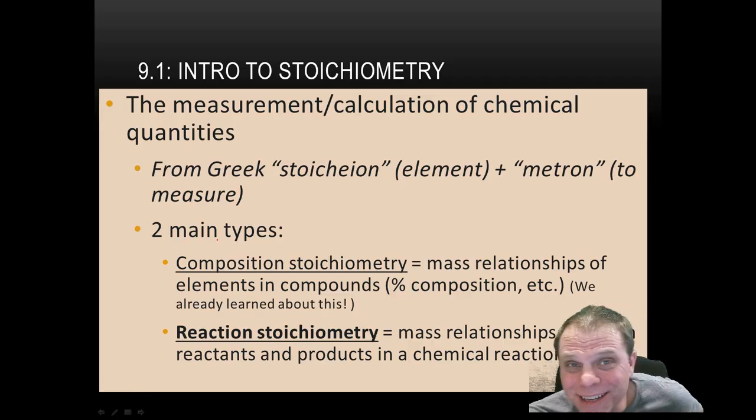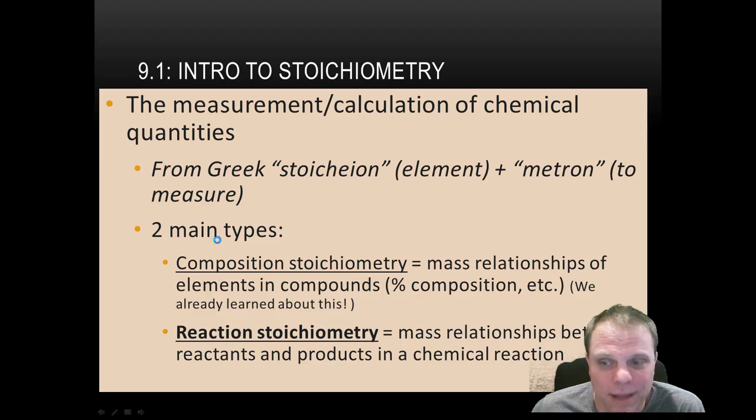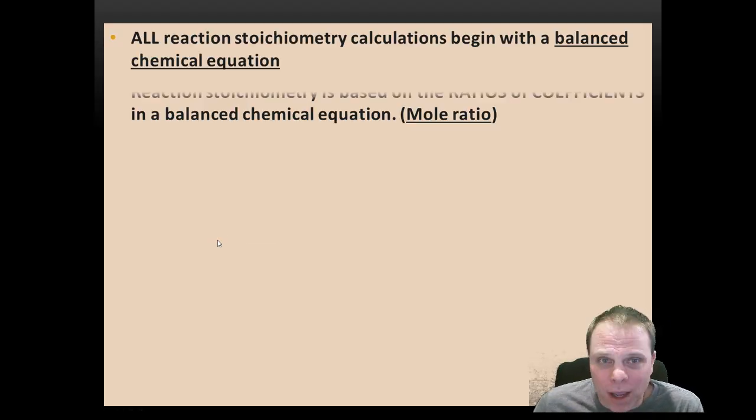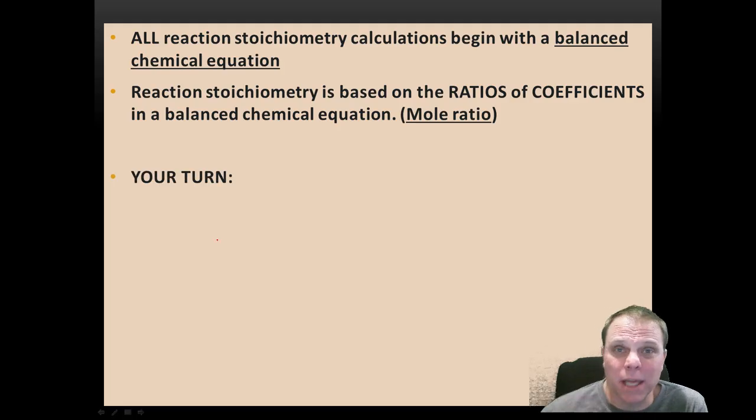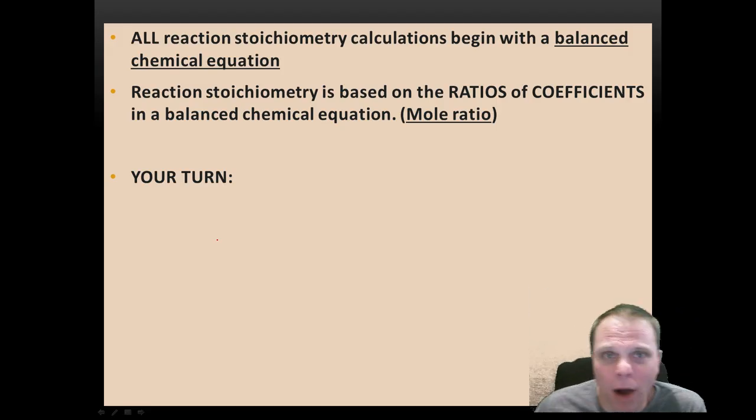The composition stoichiometry is just dealing with the percent compositions of a particular compound. And then the thing that you haven't done yet, which we're getting to do now, is reaction stoichiometry. We'll look at chemical equations, and we're going to figure out the mass relationships between the reactants and the products in that chemical reaction. So remember that anytime we're doing a stoichiometry problem, we've got to start with the balanced chemical equation. Start with what? Balanced chemical equation, Powers. Yeah, that's right.